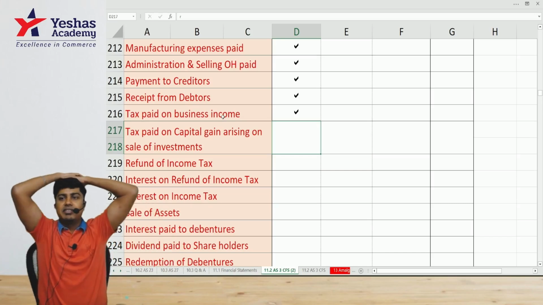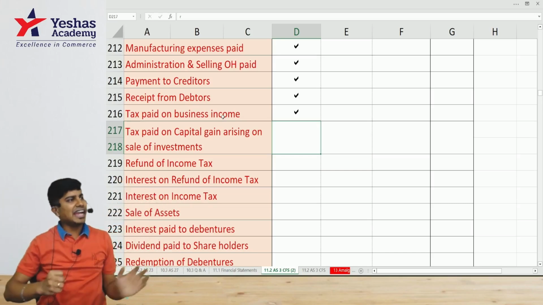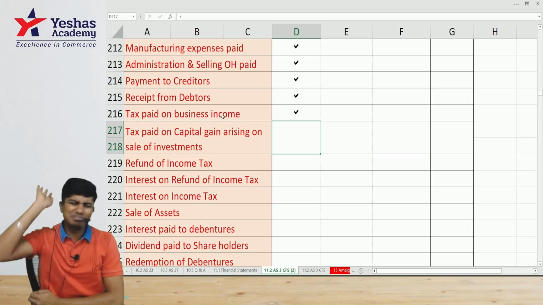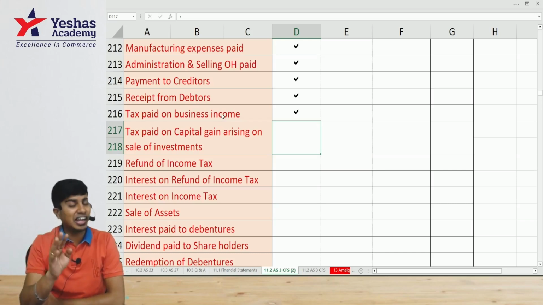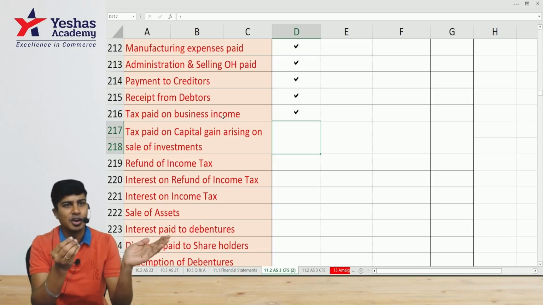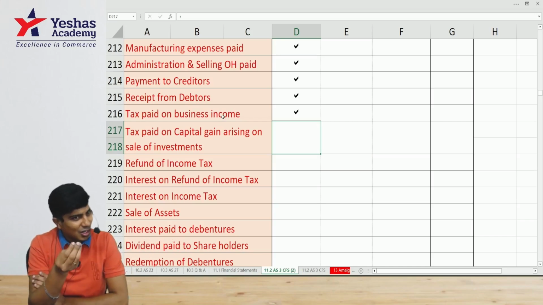Listen please, everyone. So tax paid on business income is operating activity. Okay. Tax paid on capital gain arising from sale of investments.